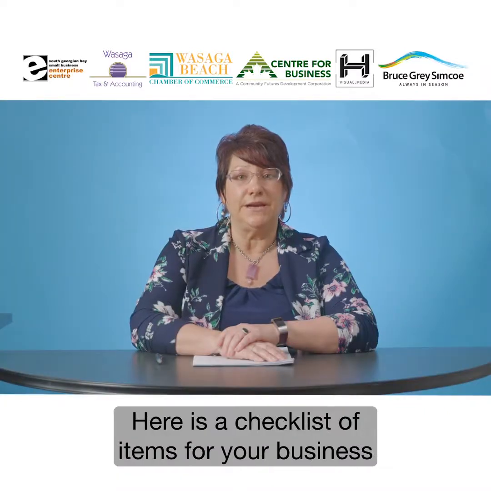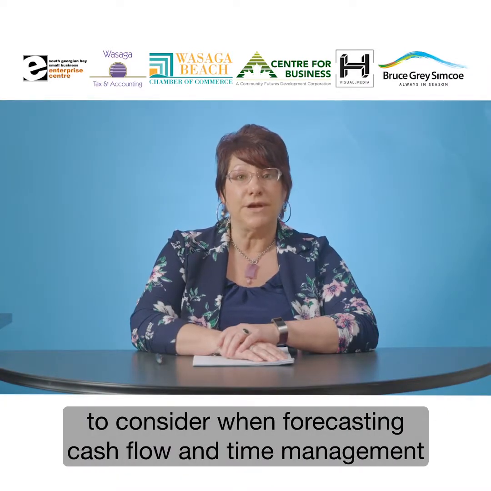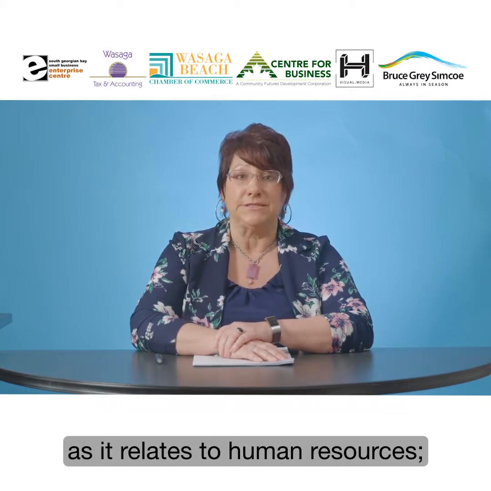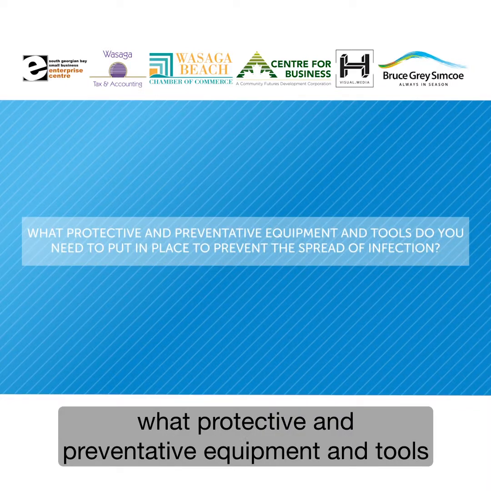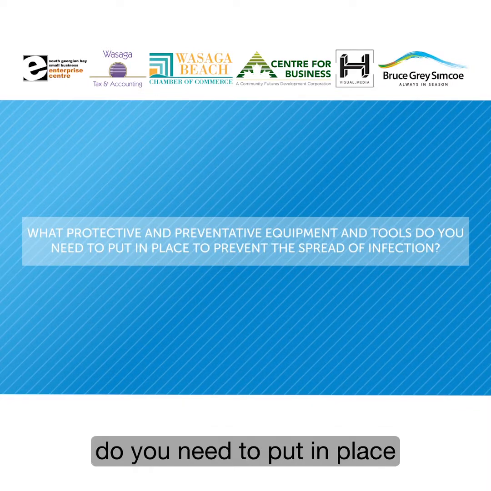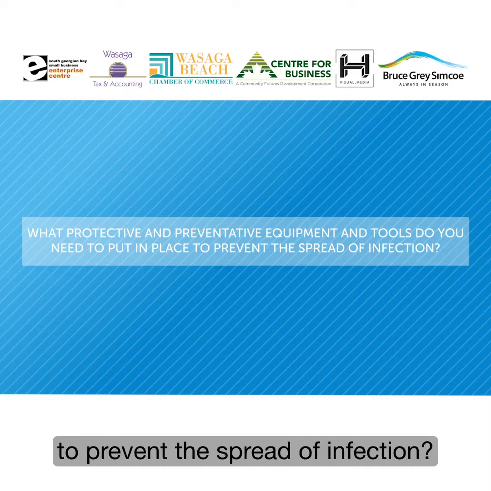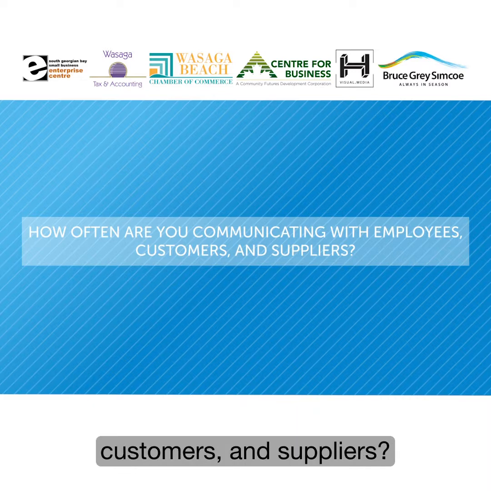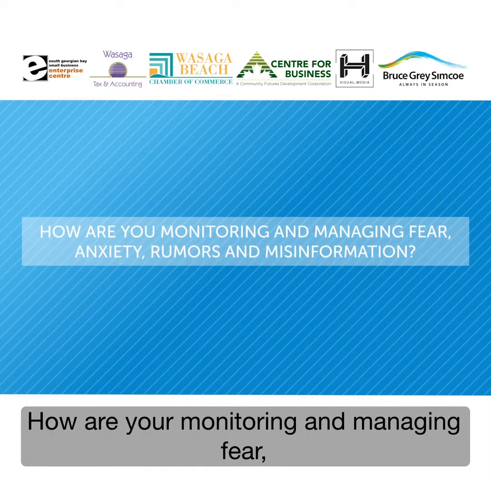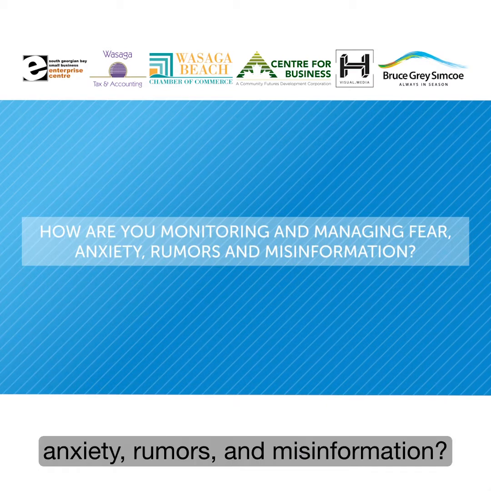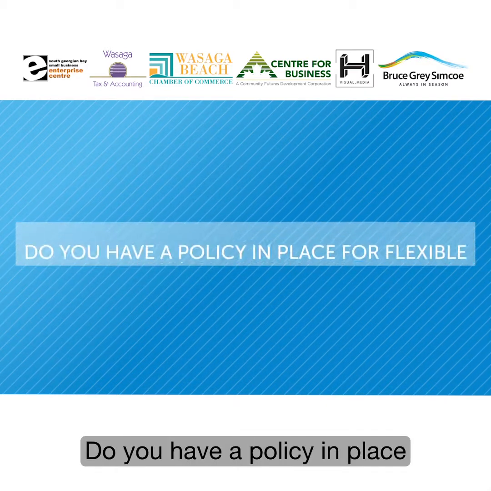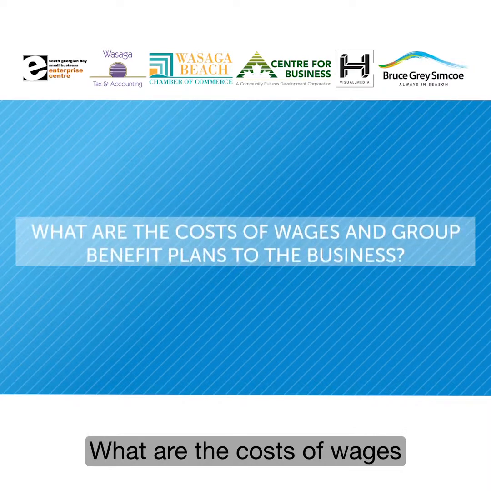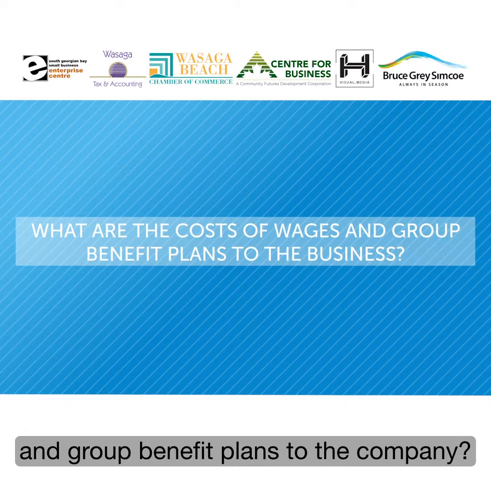Here's a checklist of items for your business to consider when forecasting cash flow and time management as it relates to human resources. What protective and preventative equipment and tools do you need to put in place to prevent the spread of infection? How often are you communicating with employees, customers, and suppliers? How are you monitoring and managing fear, anxiety, rumors, and misinformation? Do you have a policy in place for flexible work sites and hours? What are the costs of wages and group benefit plans to the company?